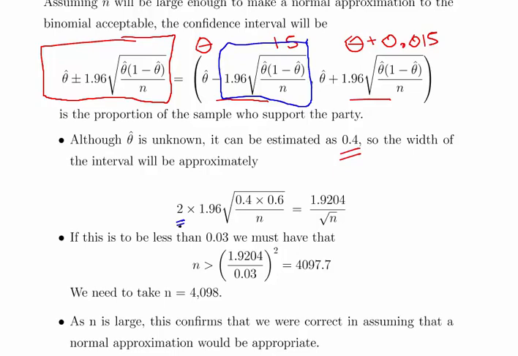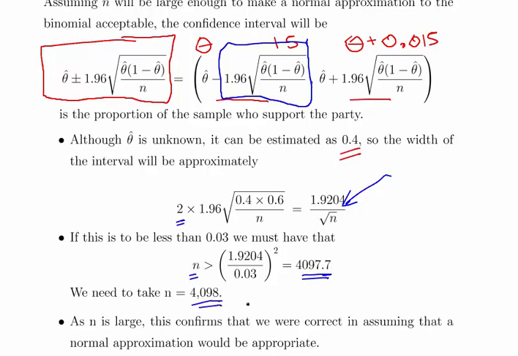Essentially what we have to do is figure out what n is. Now this is a bit of number crunching, a bit of calculator work essentially. 2 times 1.96 is 3.92 and so on. So working it out, we should get to 1.9204 divided by the square root of n. So this should be less than 0.03. Okay, so we have to have n greater than 1.9204 divided by 0.03. Square that, and that is equal to 4,097.7.